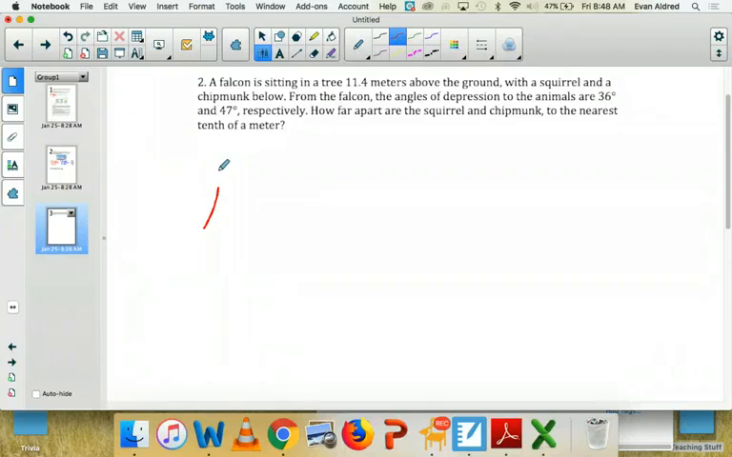So if we're drawing our diagram, we have a falcon that's sitting in a tree, and we know that the squirrel and the chipmunk are below. We know that the angle of depression to the squirrel is 36 degrees. We know that the angle of depression to the chipmunk is 47 degrees. So the chipmunk in our diagram is going to come first. The squirrel is going to be over there.